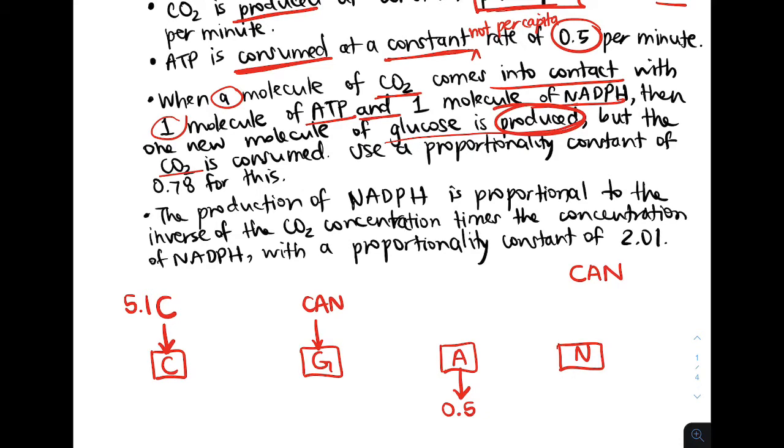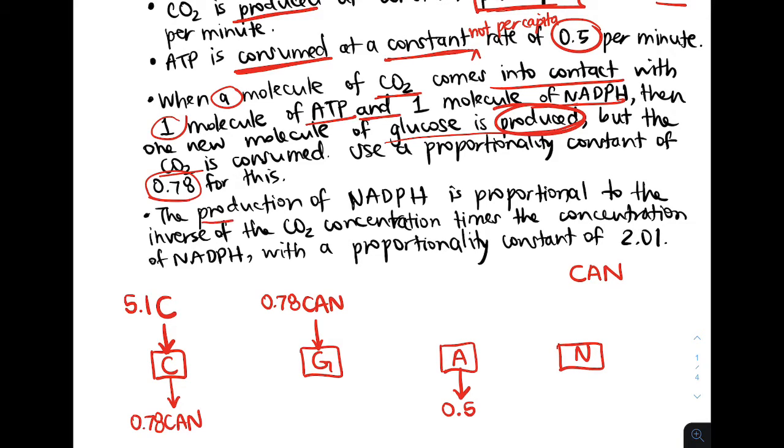At the same time, carbon dioxide is consumed. So we're going to have an arrow going out of carbon dioxide with those same variables. Because when a molecule of carbon dioxide meets a molecule of ATP, which meets a molecule of NADPH, then because of all those three, one molecule of carbon dioxide is lost. So we have an outflow out of the concentration of carbon dioxide, which means that this is the rate at which the concentration of carbon dioxide is decreasing. And since we've been told to use a proportionality constant of 0.78, we're going to multiply both of these by 0.78.